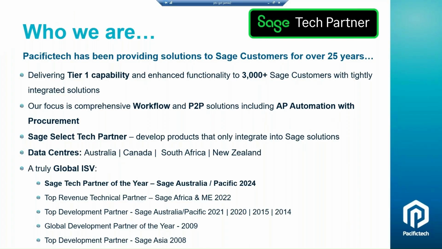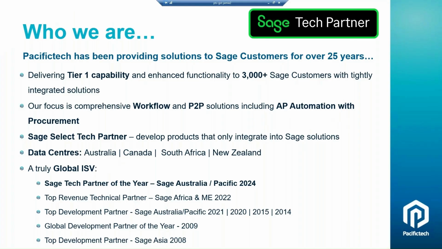A little bit about it. For those who don't know, we've been in a Sage environment for over 25 years, developing Tier 1 capability and enhanced functionality for over 3,000 Sage customers globally with tightly integrated solutions. Our focus is comprehensive workflow and procure-to-pay solutions, including AP automation with procurement. We're proud to have been a Sage Select Tech partner, developing products that only integrate in Sage solutions.